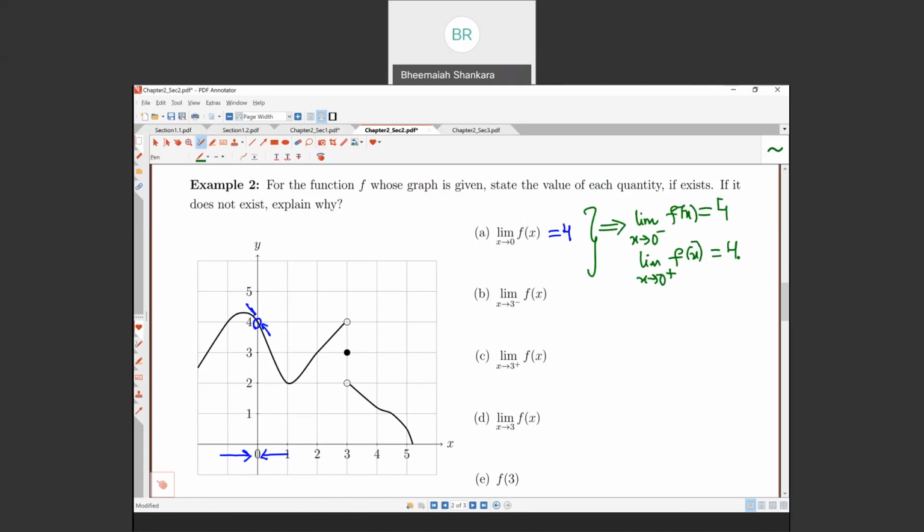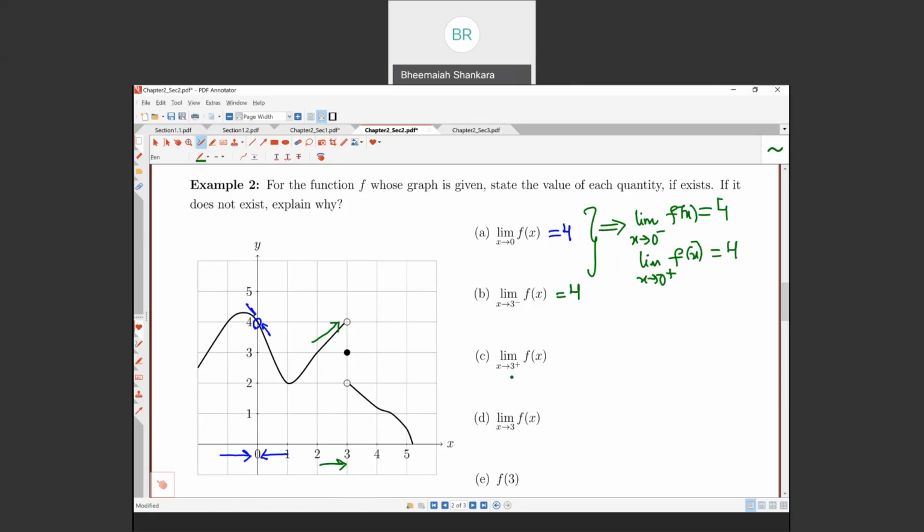Now, the next one, x is approaching 3 from the left. So you see the left-hand side and you read the graph carefully. You see the functional value is approaching 4. So, though you have an open circle, which means that point is not included, it's going towards 4. So you're going to say that this value is 4.